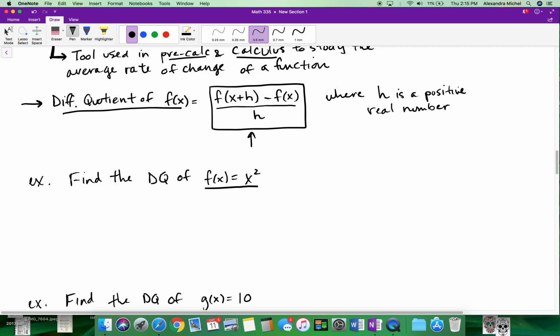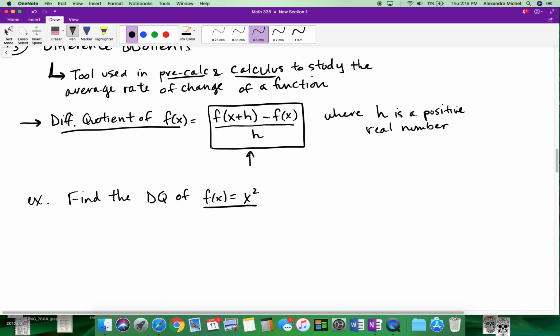So for this first example, just kind of follow along with what I'm doing, and for the next two examples, try to do them as I'm explaining how to do it. So here we want to do f of x plus h minus f of x all over h.